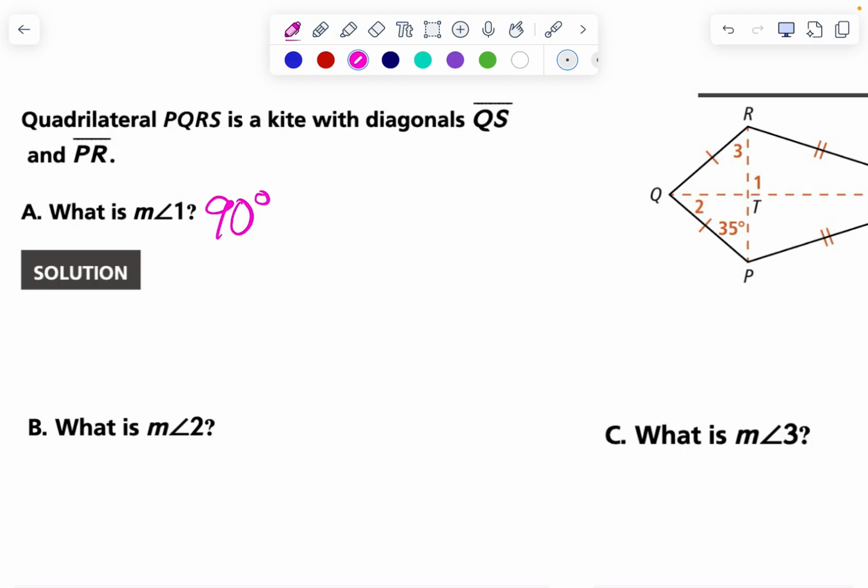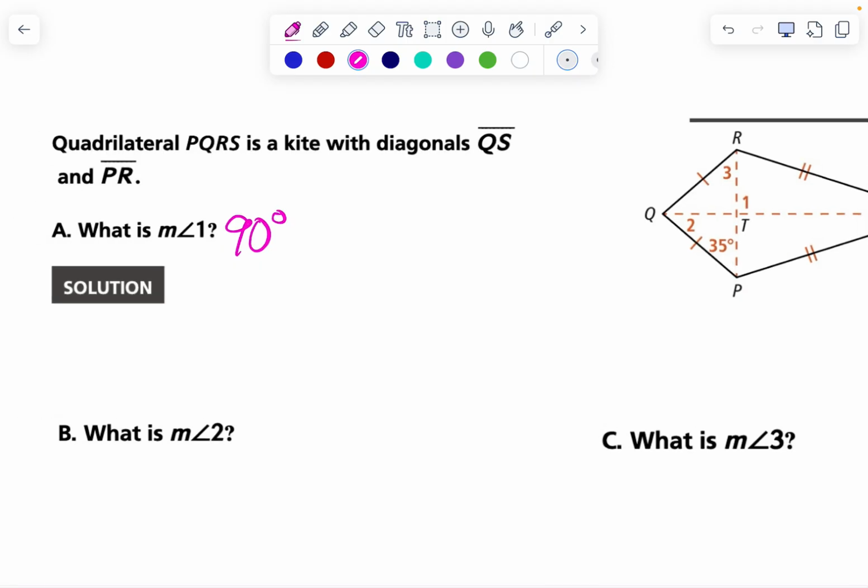Okay, what's measure of angle 2? 55, good. We're just looking at this triangle, and we know that we have a 90 in there, so it's 180 minus 90 minus 35.